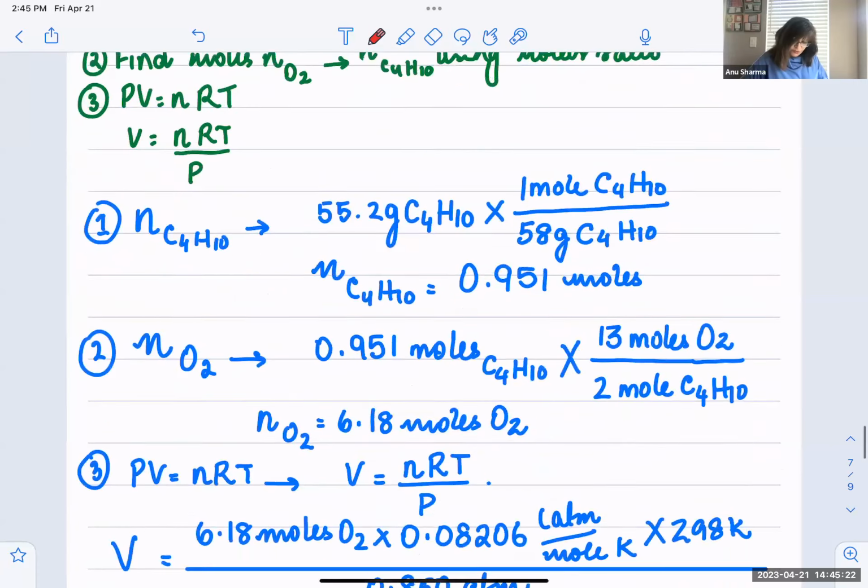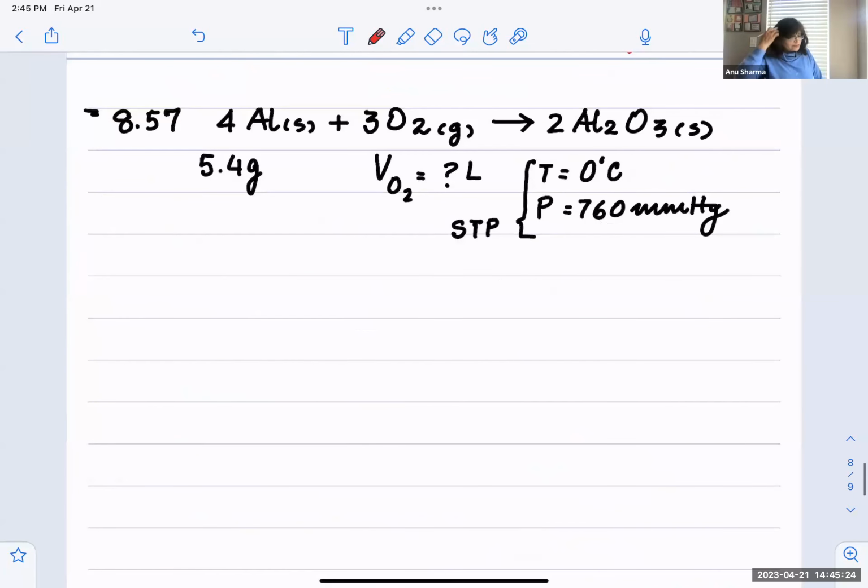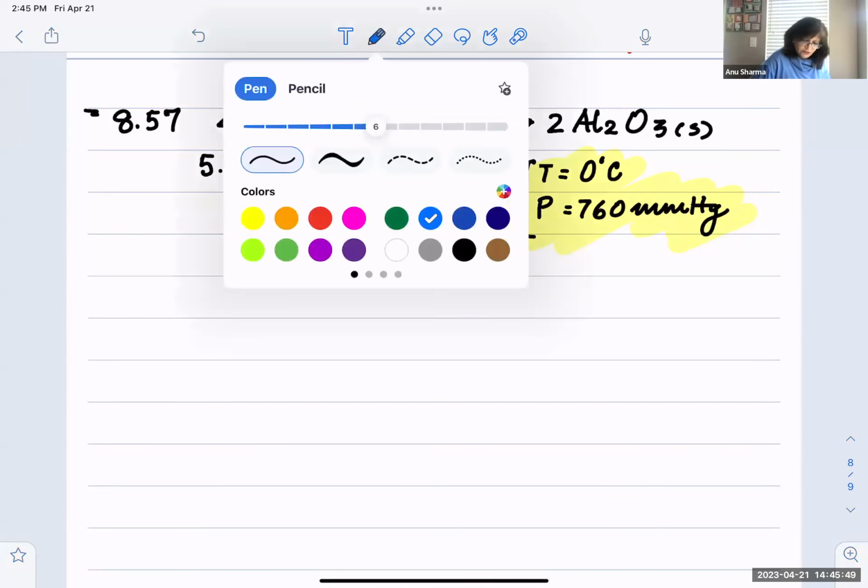So this is again test questions, important questions. Now once again, the last question here is the 8.57. You are given aluminum reacting with oxygen, giving you aluminum oxide. Balance the equation. You are given some mass of aluminum. You need to find a volume of oxygen at STP. Now here the question is saying at STP.